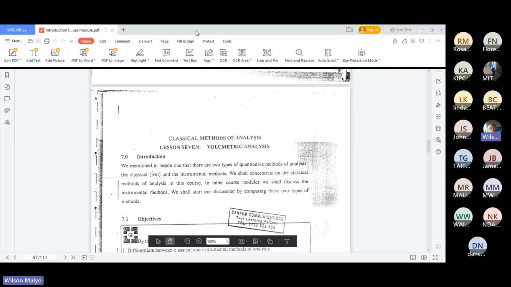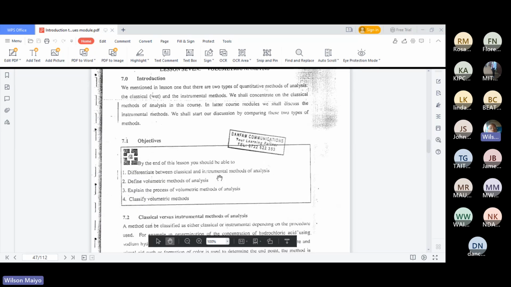So I was saying that in lesson 1, you find that when you talk of methods of analysis, there are basically two types. There is what you call the chemical or the wet methods, and then there is what you call the instrumental methods. So I said before we discuss the volumetric, probably we look at comparative analysis between the two techniques.